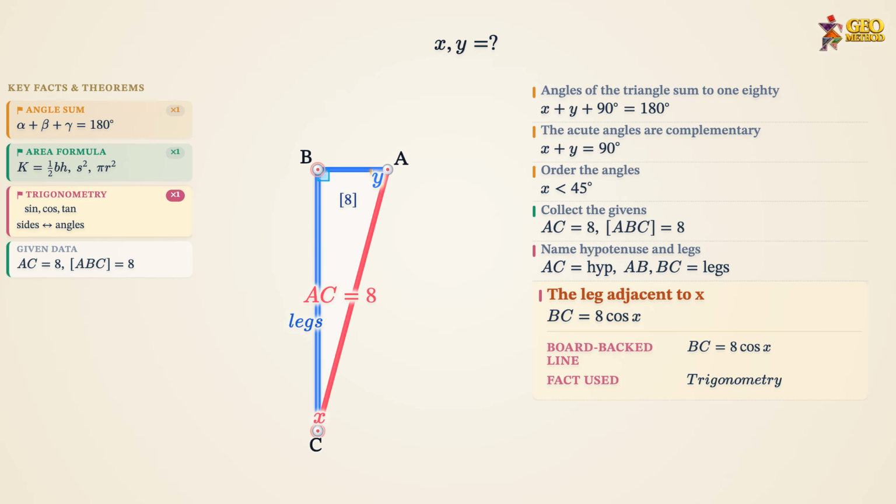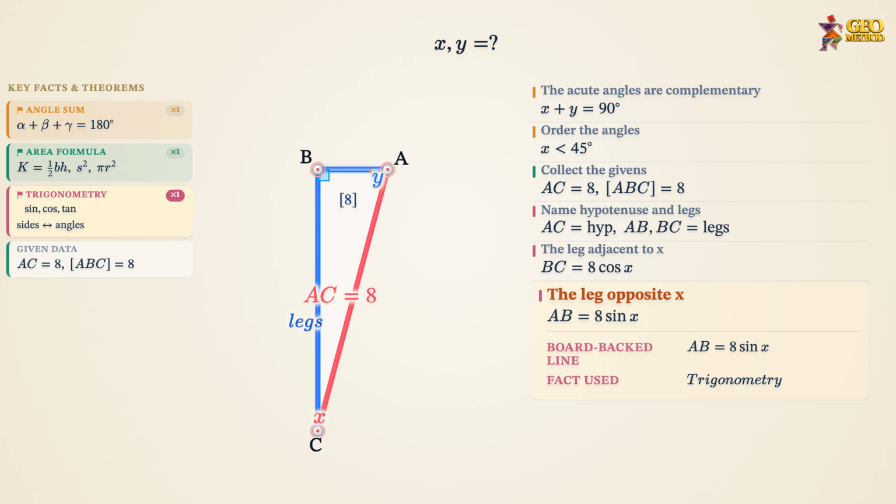Look at the triangle from angle C. The leg segment BC lies right against that angle, so it is the adjacent side equal to 8 cosine x. The leg segment AB faces angle C from across the triangle, so it is the opposite side equal to 8 sine x. Both legs now ride on the hypotenuse 8 and the single angle x.